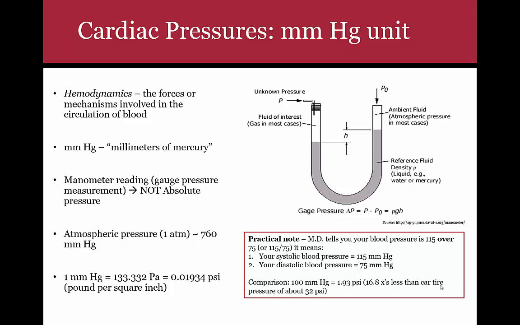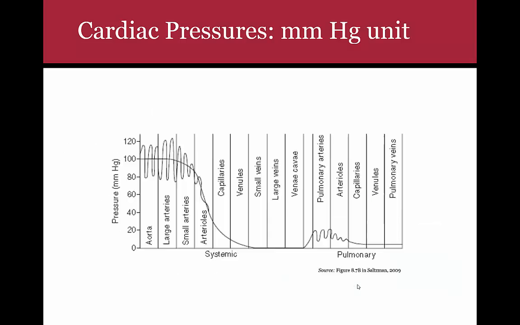This is just to give you some context. 100 millimeters of mercury is about 2 psi, which is about 16 times less than the pressure of your car tires. So we're talking about pretty low pressures here in your body, and that makes sense. That's the reason why there's nothing exploding in your circulation.